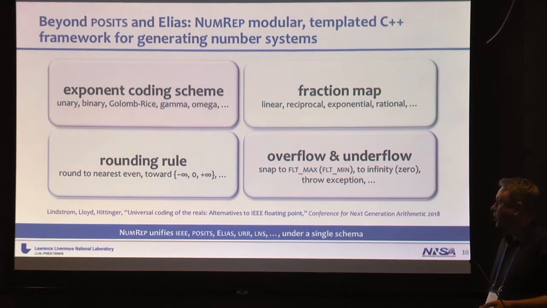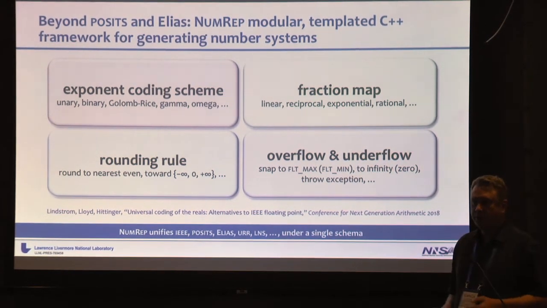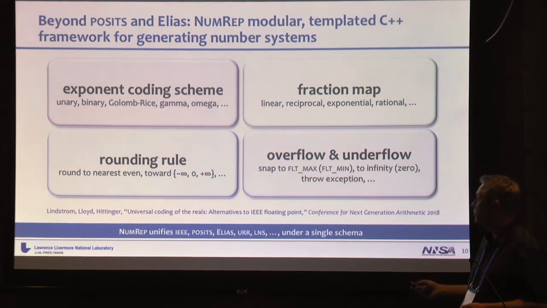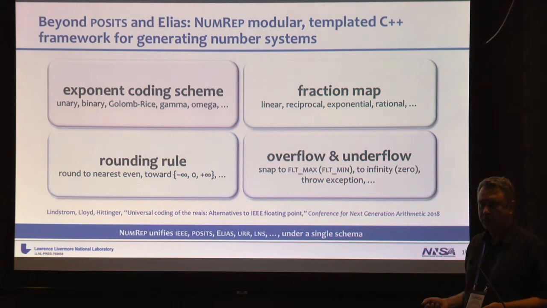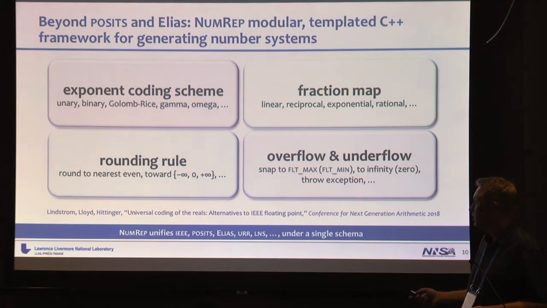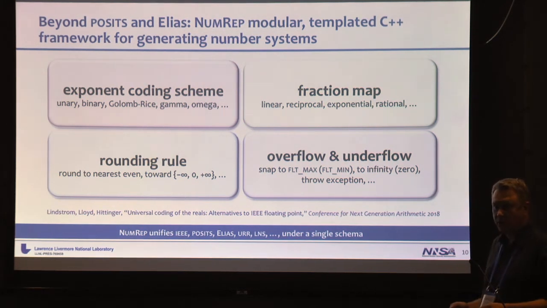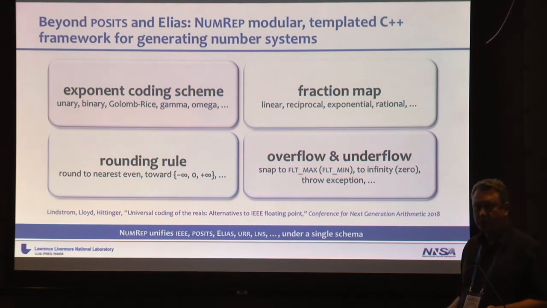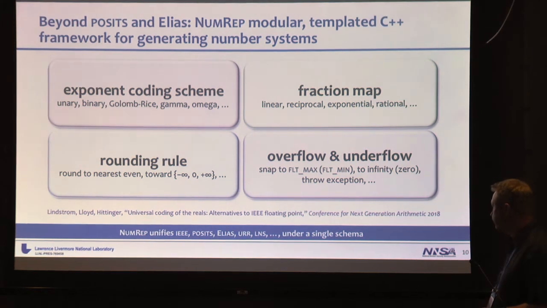And we presented this framework that allows you to model different number systems in a very modular manner, right? We essentially have different modules that correspond to C++ templates where you can plug in ways of encoding exponents. We provide a number of different encoding schemes, but you can develop your own. There's an explicit representation of exponents, and an explicit mapping of the fraction bits to a real number. The standard way that IEEE and POSITS do that is by linearly mapping bits to a fraction. We have rounding rules, and you can play around with different ways of handling underflow and overflow also.